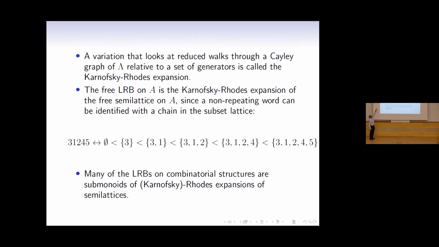So here, if I start with the free semilattice and apply this idea, I actually get the free left regular band, because a non-repeating word can be associated with a chain in the subset lattice. And I just record 3, 1, 2, 4, 5. I just record a chain of the subsets which arise. 3 came first, and then they added 1, and they added 2. And so this is a natural generalization.